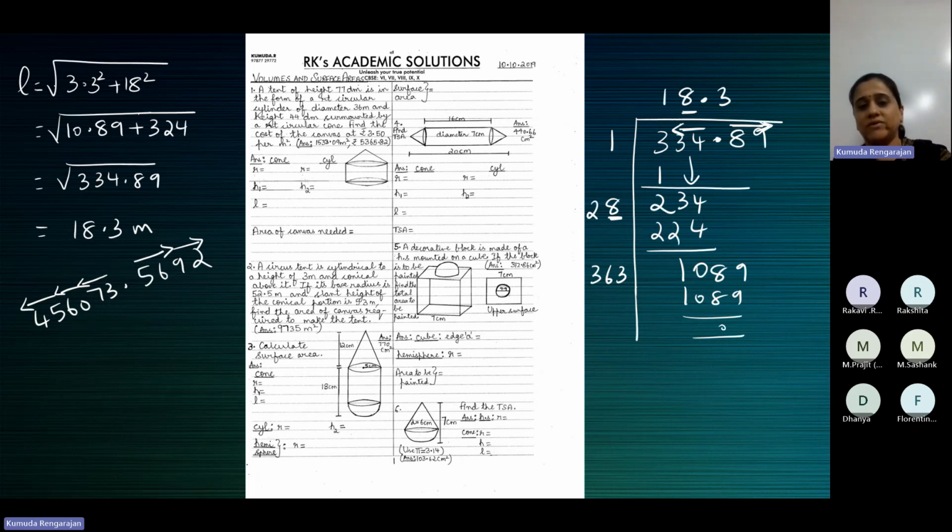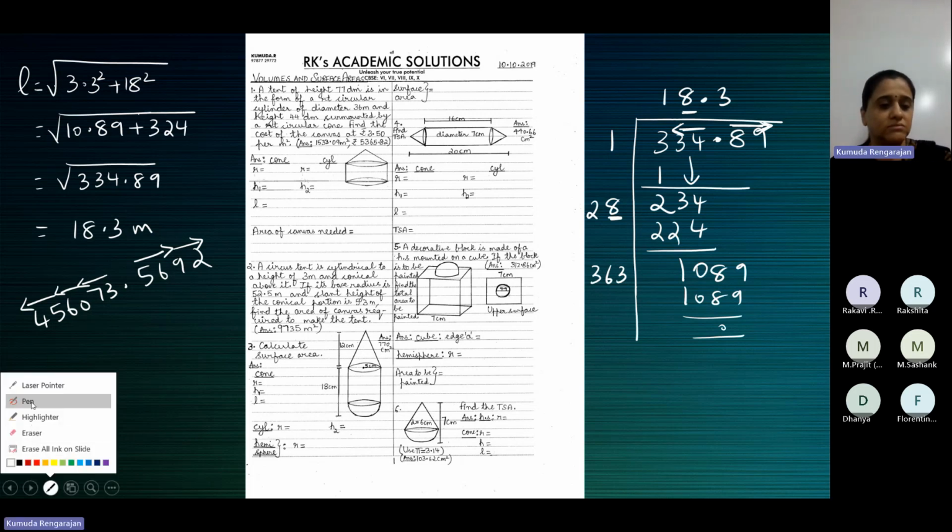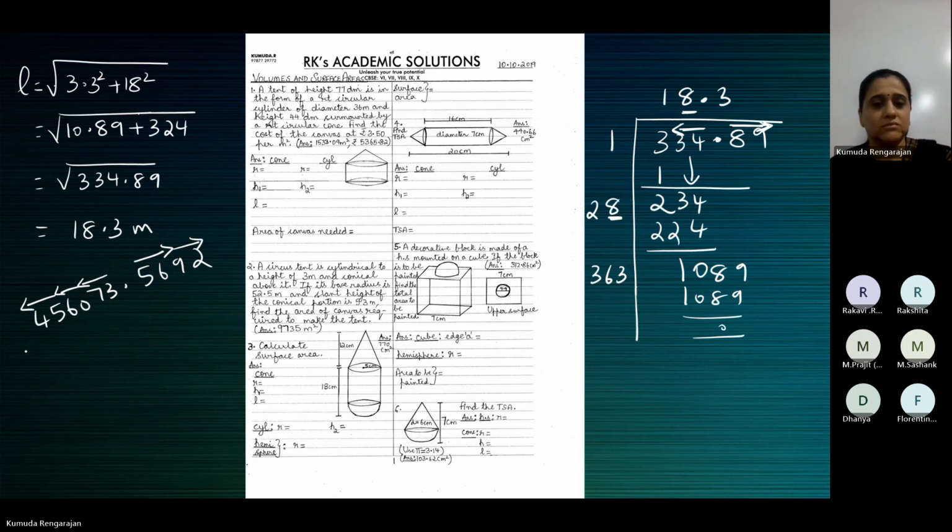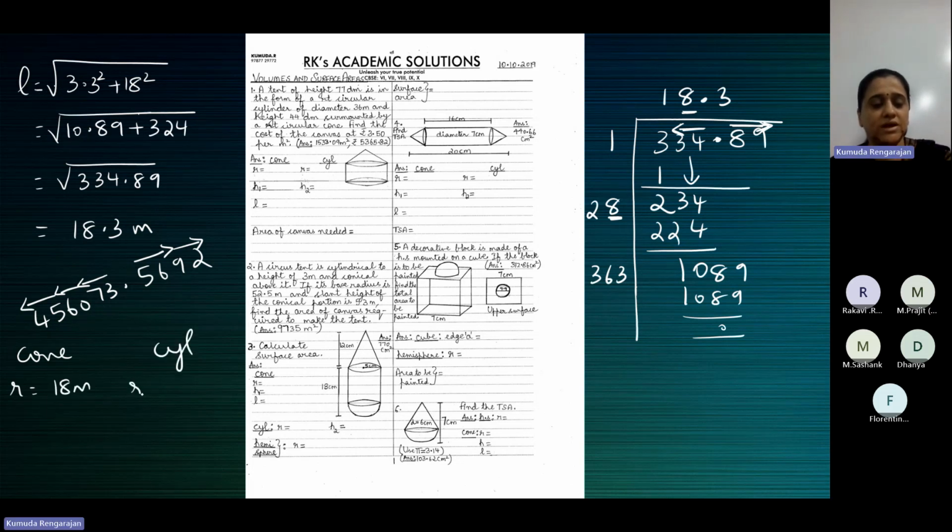Now the question. So now we've got all the values, right? What about the cylinder? Cone radius 18 meters, cylinder radius 18 meters. Height of the cylinder, 4.4 meters. And this is H2. H1, 3.3 meters. And slant height, 18.3 meters.